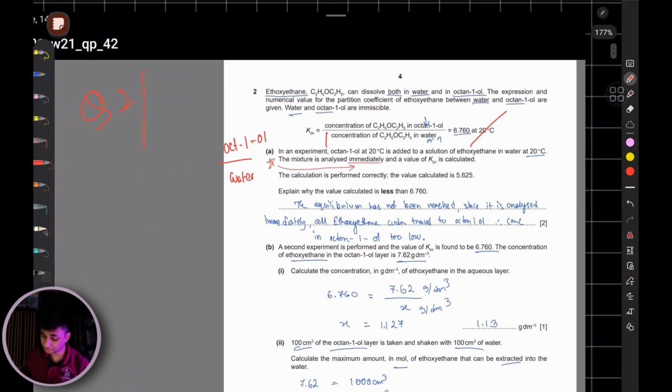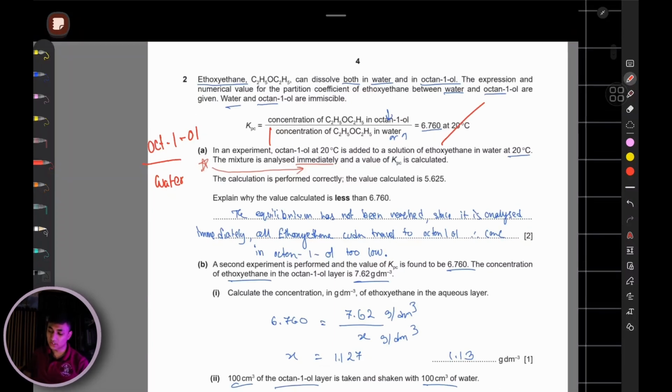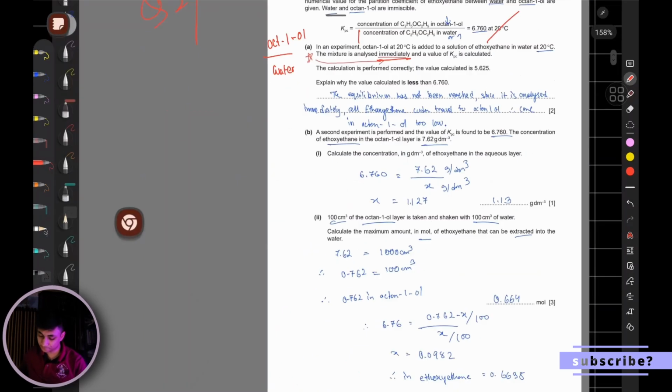That is not going to matter. But anyways, so the Kpc between alcohol and water is going to be 6.76. Fair enough. Now, in an experiment, octanol at 20 degrees Celsius is added to a solution of ethoxyethane at 20 degrees Celsius. The mixture is analyzed immediately, and a value of Kpc is calculated. The calculation is performed correctly. The value calculated is 5.625.